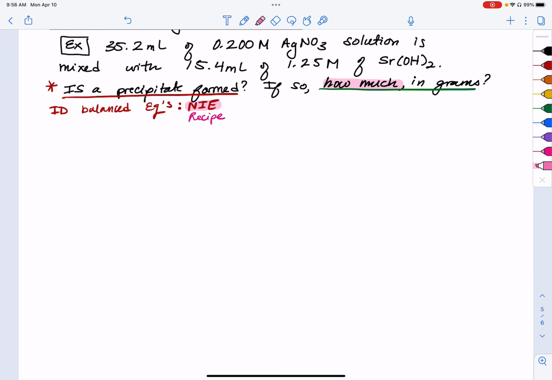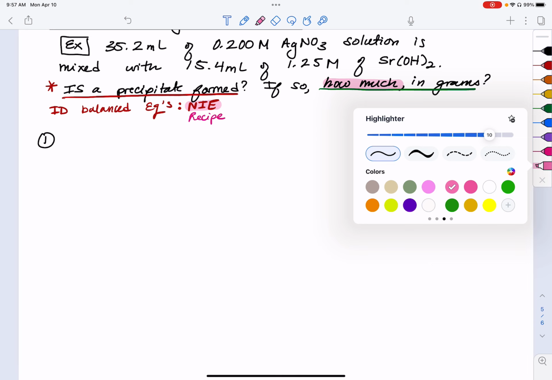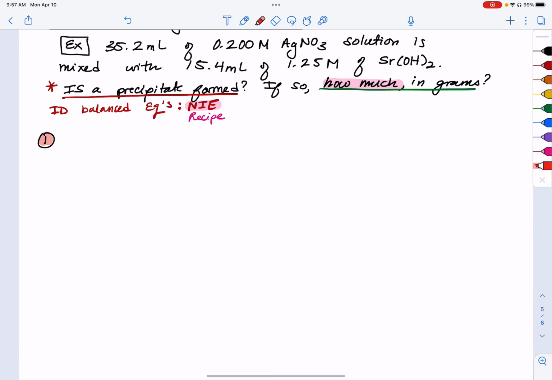So let's start by first figuring out if a precipitate is formed at all, because if it is, then we have to do some additional stoichiometry. If it's not, then we're done, right? Because the how much would be none. So let's obtain our recipe. So let's determine precipitate formation.